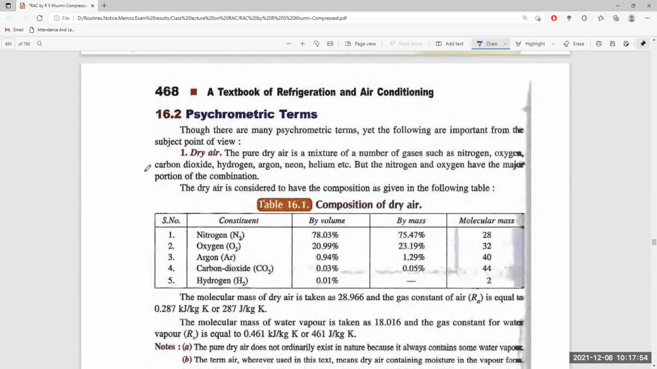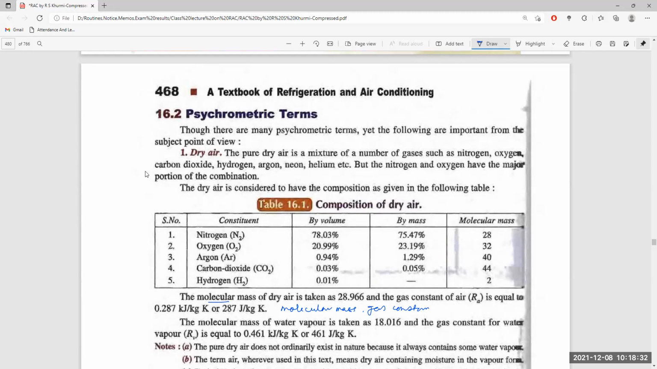Now, the molecular mass of dry air is taken as 28.99. The gas constant for dry air is equal to 0.287 kilojoule per kg Kelvin, or 287 joule per kg Kelvin. So, the molecular mass of dry air is given, and the gas constant for dry air is 0.287 kilojoule per kg Kelvin, or 287 joule per kg Kelvin.